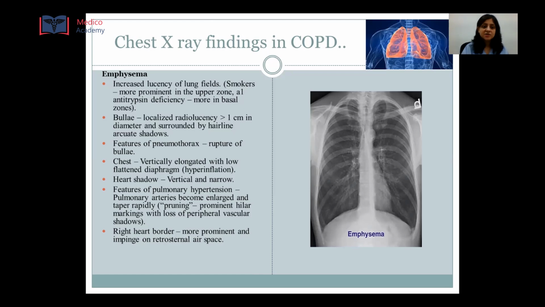The chest, as you see, is vertically elongated with a low and flattened diaphragm, hyperinflation. The heart shadow is vertical and narrow. There might be features of pulmonary hypertension, that is, the pulmonary arteries become enlarged and taper rapidly, pruning. Prominent hilar markings with loss of peripheral vascular shadows. Right-sided heart failure, with the right heart border more prominent, and as you can see, it is impinging upon the retrosternal air spaces.